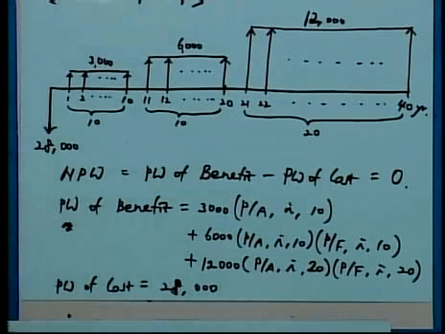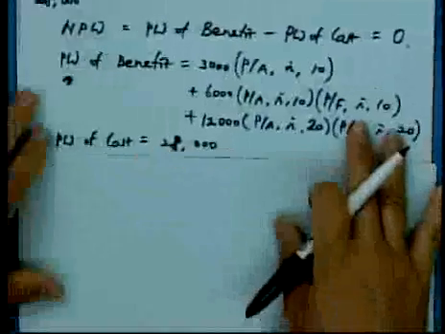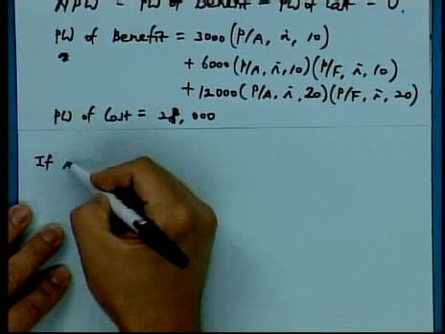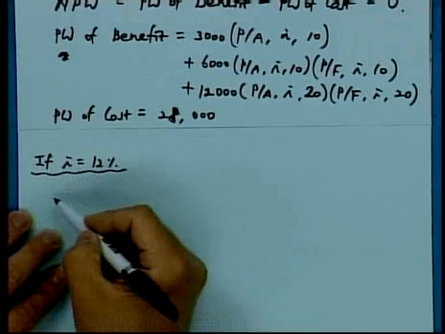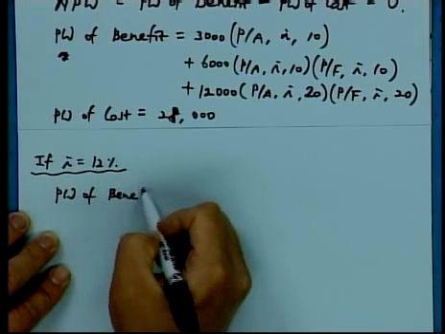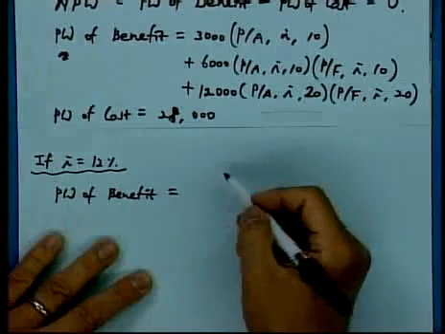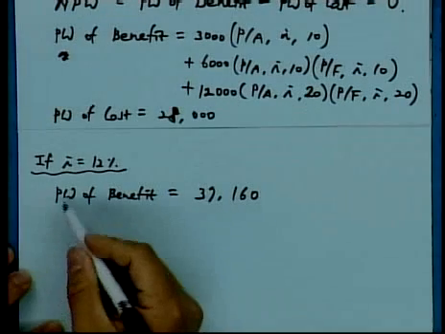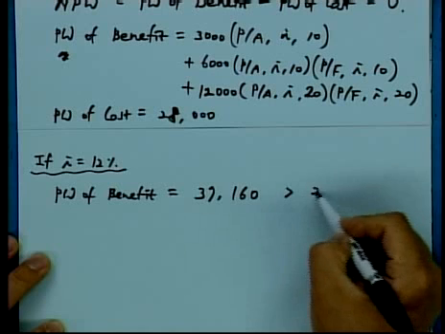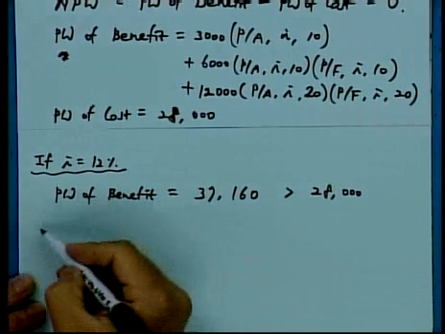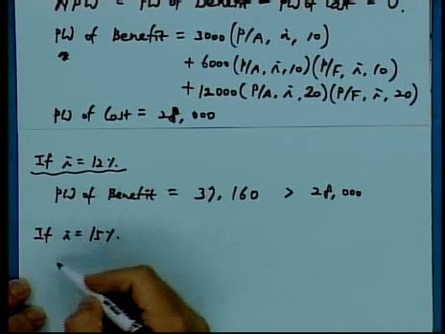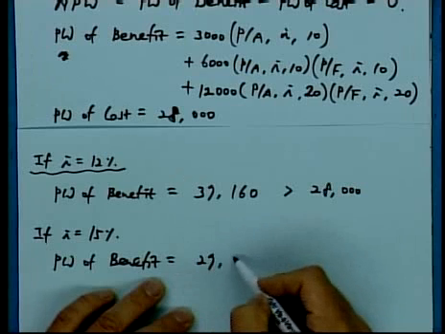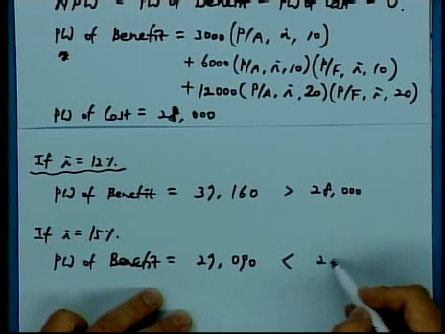So again, we are going to use the trial and error method. If you use 12% interest rate, then the present worth of benefit will be 37,160. Okay? Which is larger than present worth of cost. Okay? If you use 15% interest rate, present worth of benefit will be $27,090, which is less than $28,000.